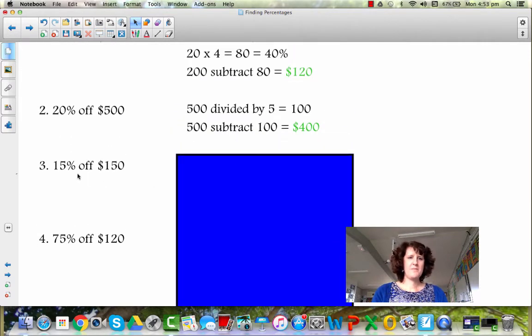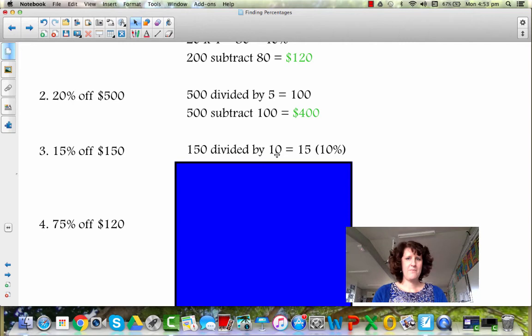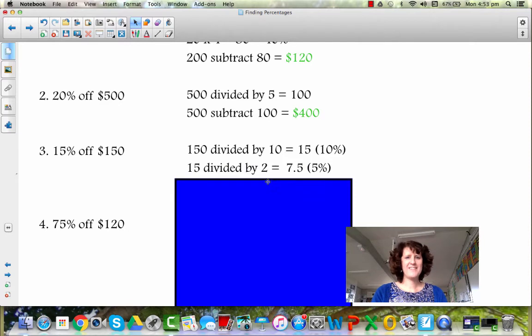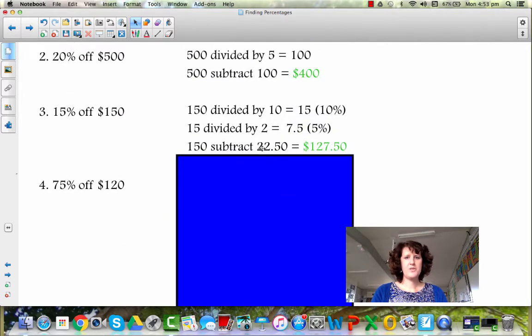Here we go. 15% is a little bit harder, but we're pretty clever. We can work that out. So I start by finding 10%, which is $15, and then I halve that, halve 10% to find 5%, which is 7.5. I add them together to find the total discount, which is $22.50, and then I have to take that away from $150 to find the new price.